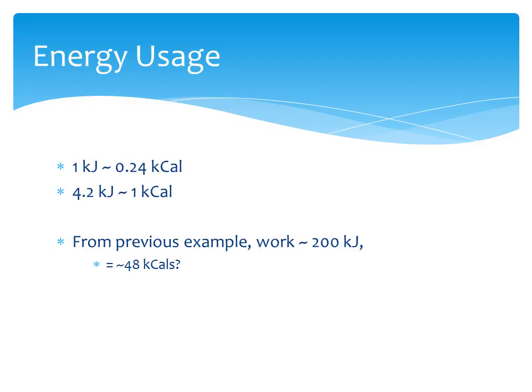So to figure out the energy usage for our individual, it's important to know that 1 calorie is roughly equivalent to 4.2 joules, meaning that 1 kilocalorie, or a food calorie that we actually think about, is roughly 4.2 kilojoules. So from our previous example, our rider performed roughly 200 kilojoules worth of work, which can be translated to 48 kilocalories in 10 minutes, right?